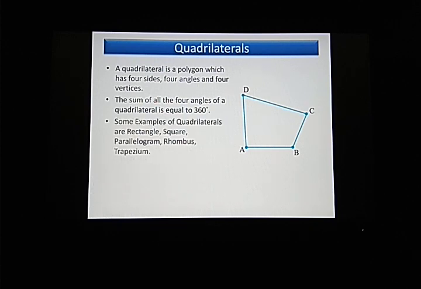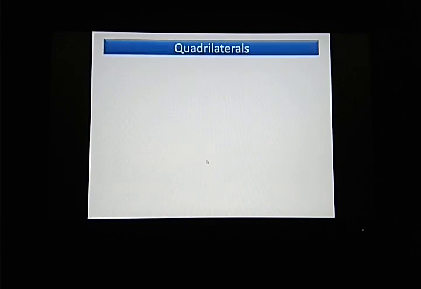Now next, some examples of a quadrilateral are rectangle, square, parallelogram, rhombus, trapezium. These are also some of the types of quadrilateral, you can say. And all these types we'll be discussing today in this topic, one after another. So let us see what these types are. The first type that we'll be discussing today is a rectangle.